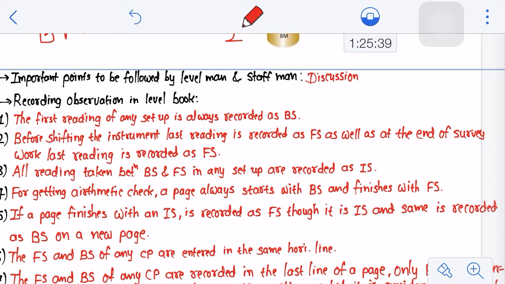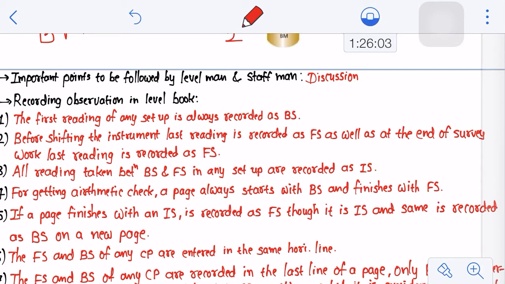That's the important point. The second point to keep in mind by levelmen is that the height of the instrument should not be too low or too high, right? Third, temporary adjustments should be done properly. That is, you will check whether the level you have placed at the particular point is completely level or not, by checking your leveling tube or spirit level.